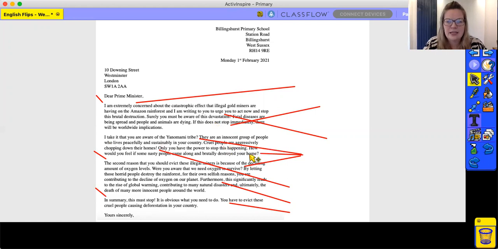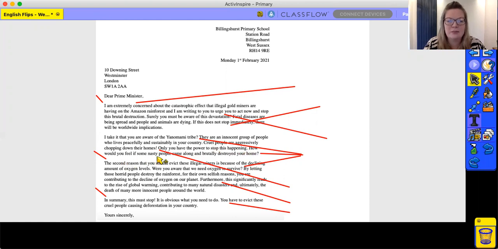There are 3 points here, and there are a few throughout this letter where I have used a question mark. These are called rhetorical questions. I'm expecting the reader to think about the answer, but I don't actually want a reply. "I take it that you are aware of the Yanomami tribe. They are an innocent group of people who live peacefully and sustainably in your country. Cruel people are aggressively chopping down their homes. Only you have the power to stop this happening."